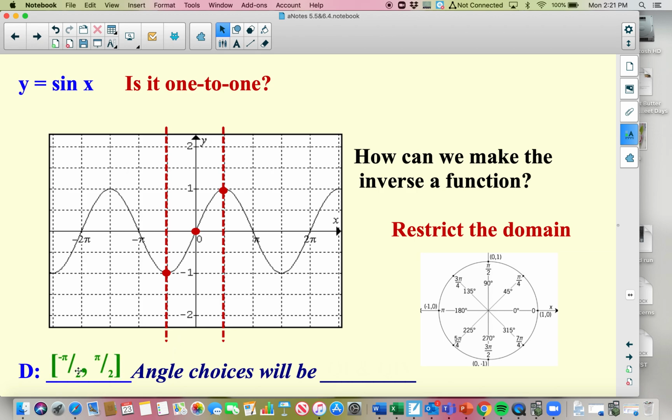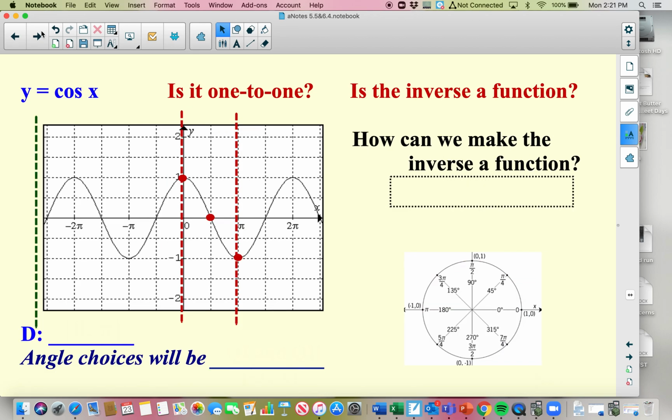So if I restrict my domain from negative to positive pi over 2, any angle I choose for the sine of x needs to be in that domain. On a unit circle, pi over 2 is here. Negative pi over 2, remember you go clockwise for negative angles, is really at 3 pi over 2. Anything in the region I'm darkening here is legal to make the sine of x one-to-one. In other words, on a unit circle, my angle choices have to be in quadrant 1 and quadrant 4. Nothing in 2 or 3. Okay, I will come back to this.